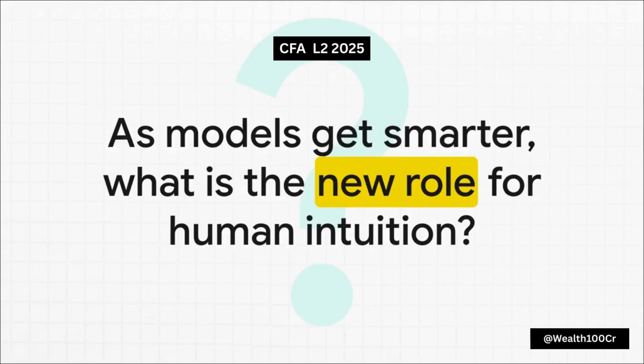Which leaves us with one final big question to think about. We're building these incredibly smart, powerful tools that can see patterns we could never spot on our own. But as our models get more and more sophisticated, what does that mean for us? What's the new role for human judgment and intuition? That's a question every single future charter holder is going to have to answer.